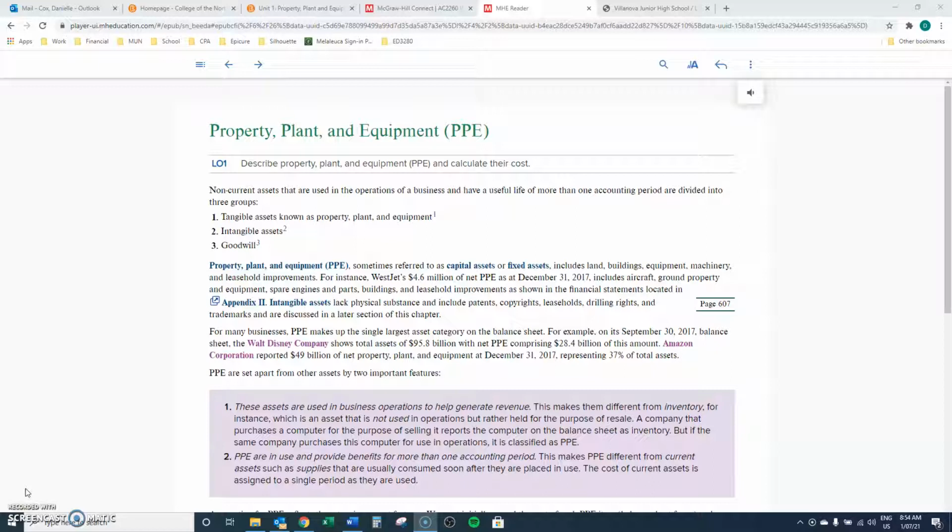We're starting off this course with Chapter 9, which, of course, is the second half, so the textbook starts with Chapter 9. And Chapter 9 is Property, Plant, and Equipment, so PPE, and Intangibles. So the first thing we look at is Property, Plant, and Equipment.